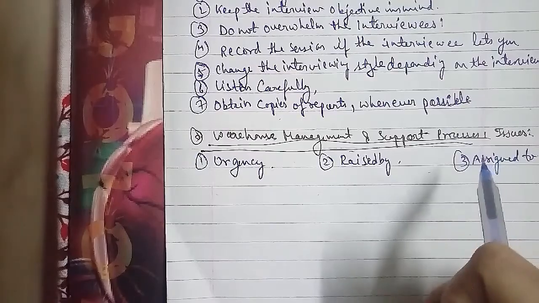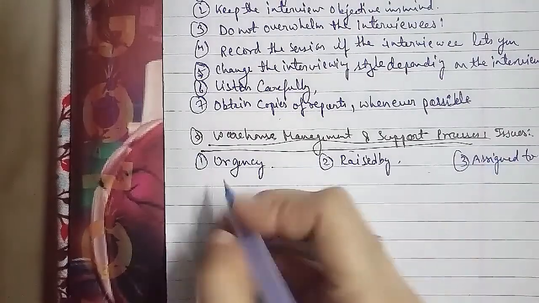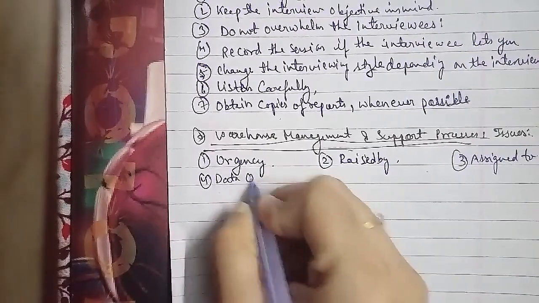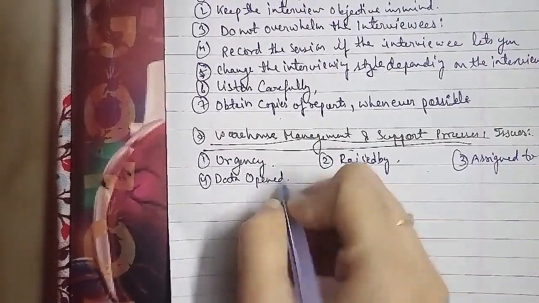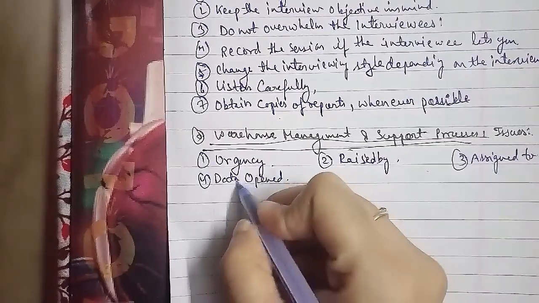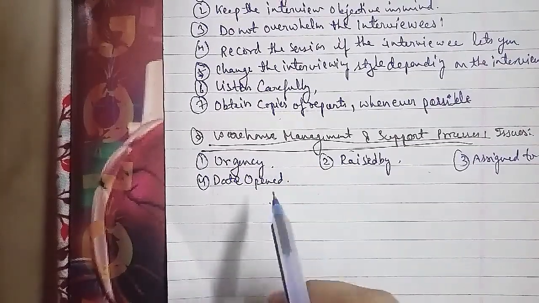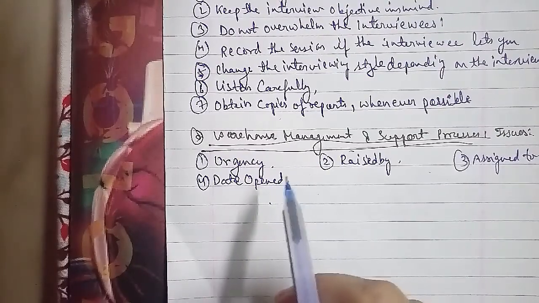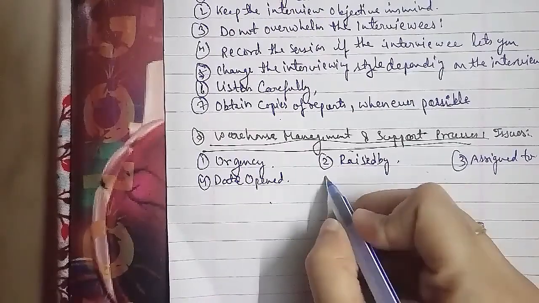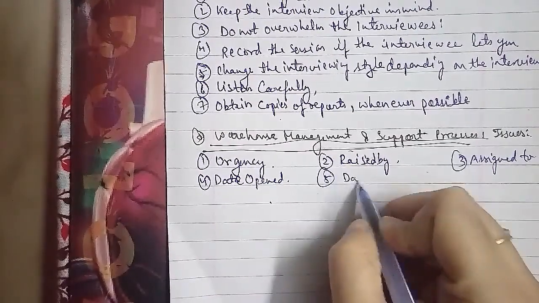Date opened is the date when the issue was first lodged. So that is your date opened. The fifth we have here is date closed. Date closed is the date when the issue was finally resolved. Then the sixth is resolved by.